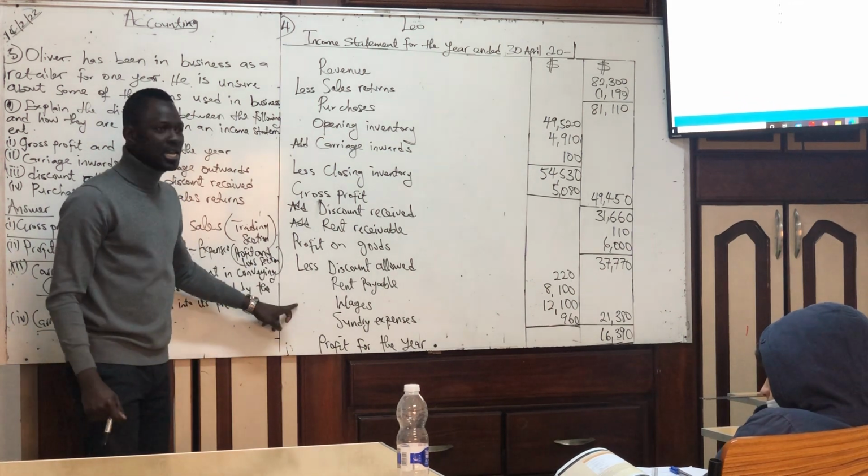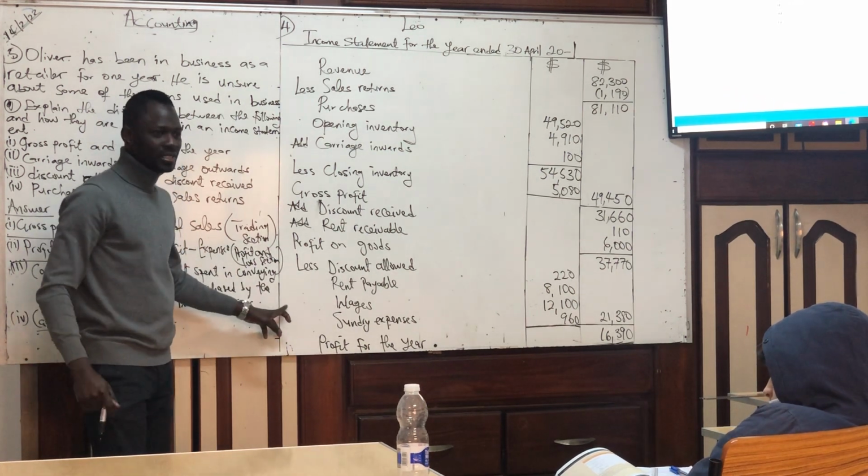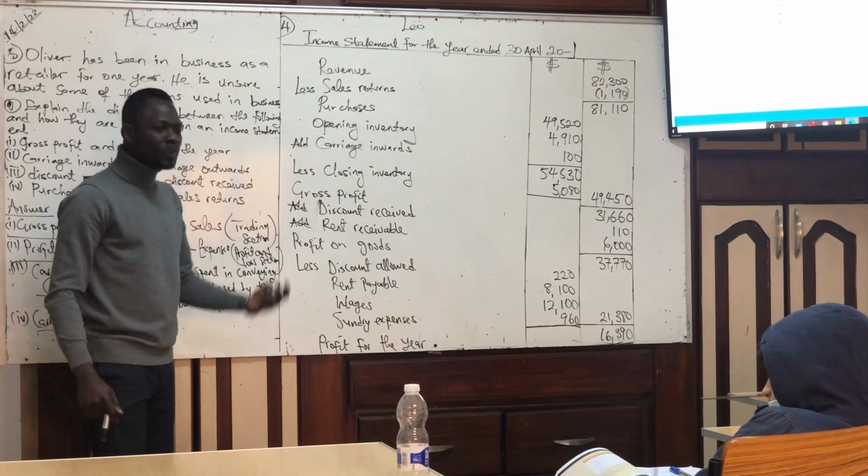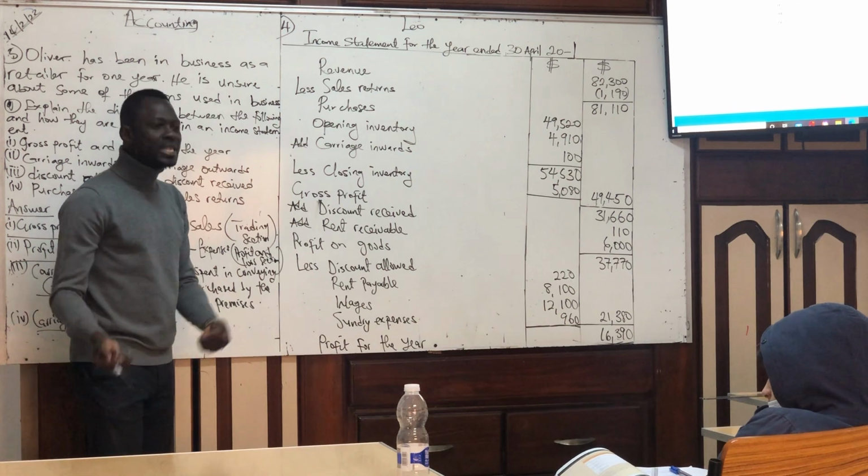Lighting is an expense here. Insurance is an expense. Do we understand? Yeah. Wages is an expense. Salary is an expense.